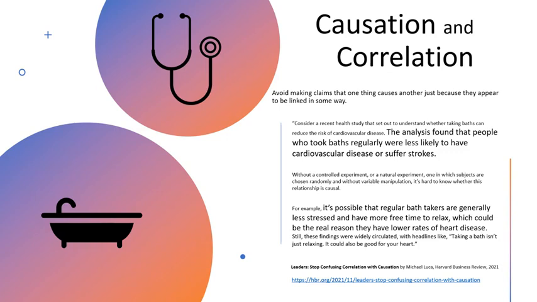If you've taken a statistics class, you may have run into causation and correlation. What that means is that you can't make a claim that one thing causes another just because they appear to be linked in some way without doing a scientific experiment where you've selected participants randomly and you've got a control group. I've pulled out a quote about this from an article in the Harvard Business Review, and I'll read a little bit of it.